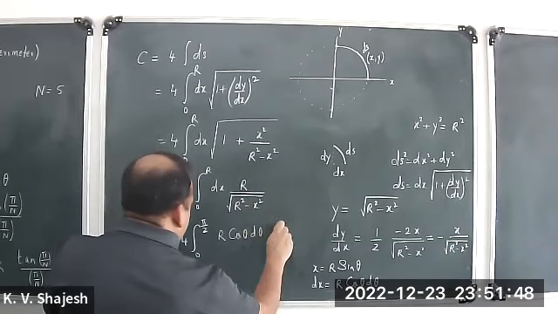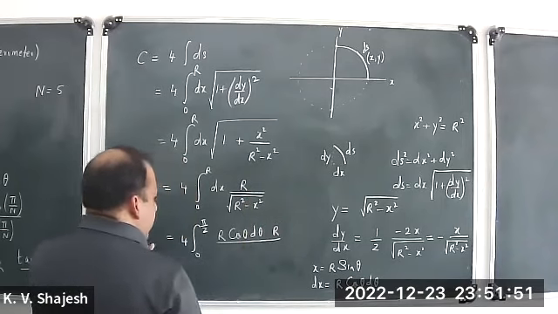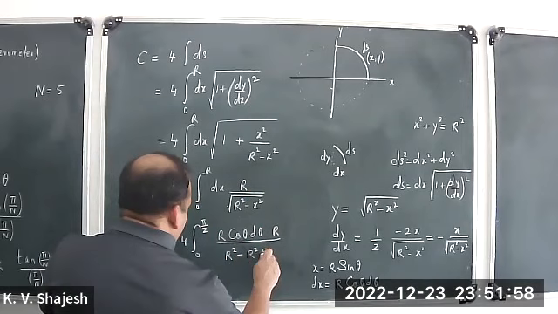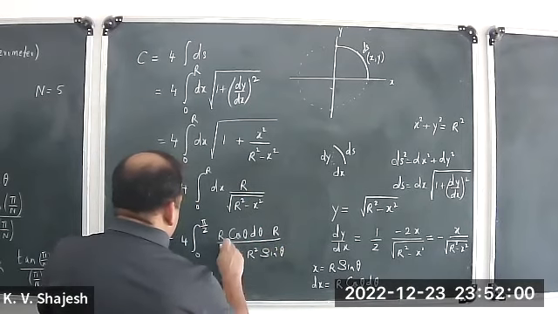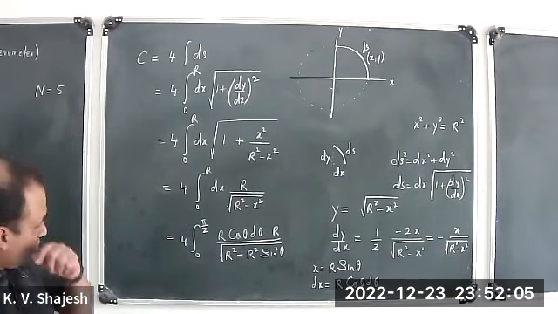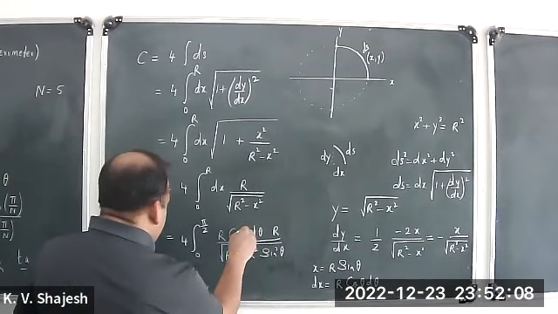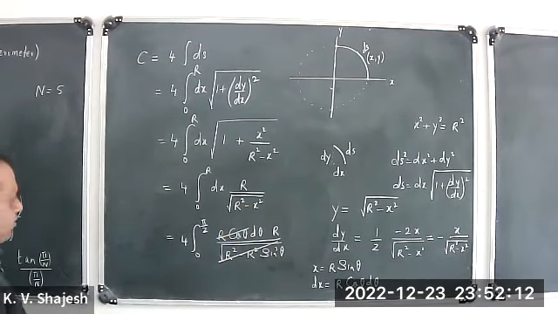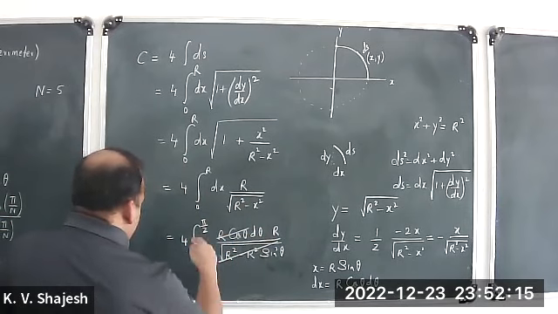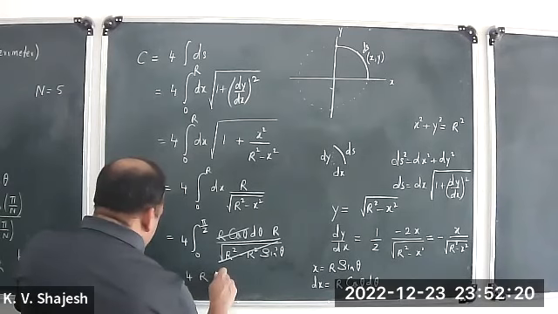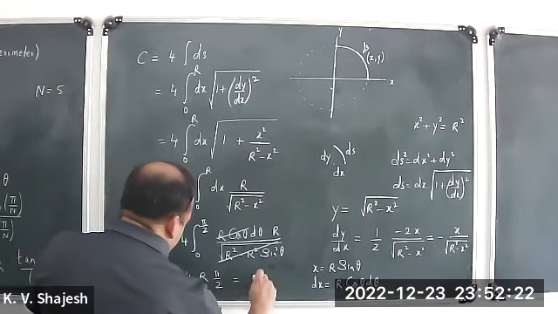So I have r cosine theta d theta. I already have another r there. And in the denominator, I have r squared minus r squared sine squared theta. R squared minus r squared sine squared theta is cosine squared theta, and this pretty much cancels the whole denominator. So that cancellation plays an important role. D theta goes from 0 to pi by 2, so I have 4 times r times pi by 2, and that's 2 pi r.